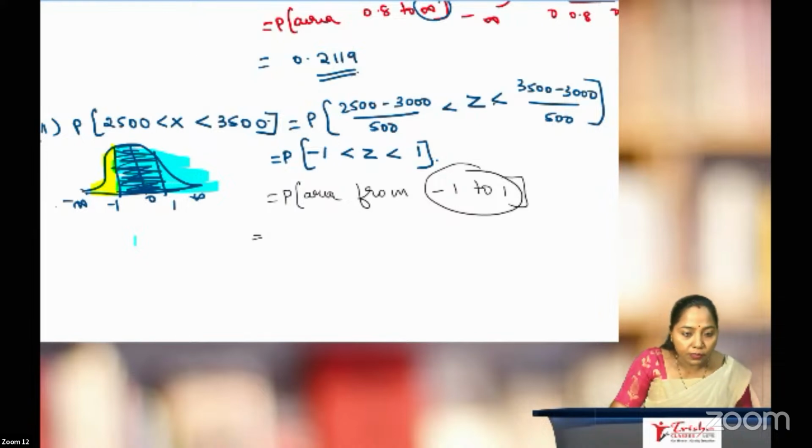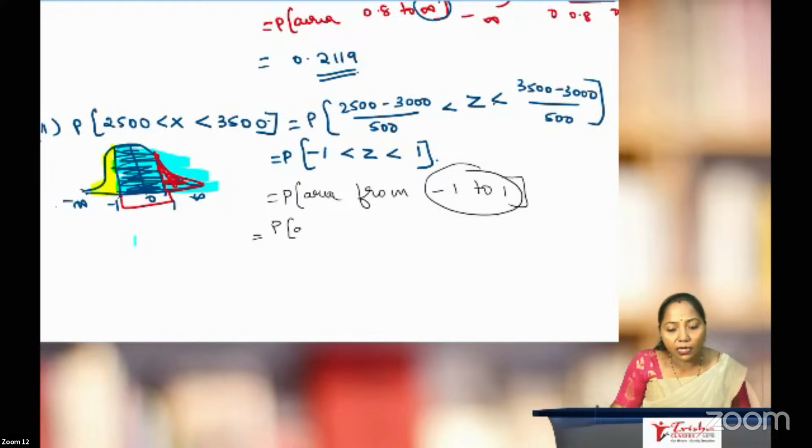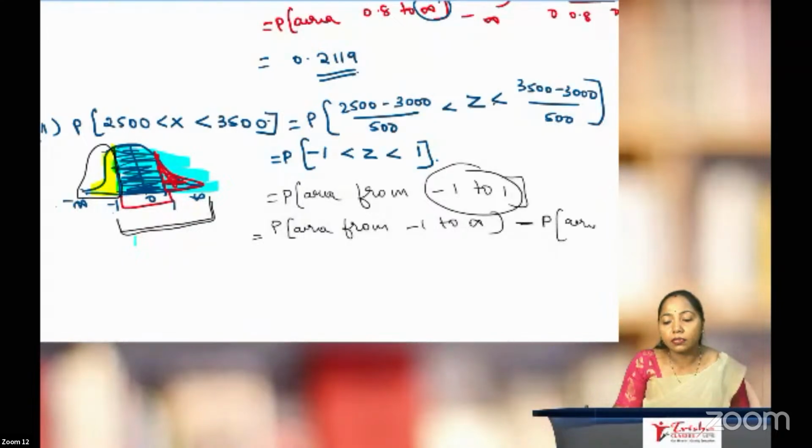So as I told you, this portion is removed. Okay, you have to subtract this tail, so that you are left with minus 1 to plus 1. So we put it in words. So probability area from, what am I doing now? From the remaining area, minus 1 to infinity. This portion is not there. So from the remaining minus 1 to infinity, I have to subtract the area 1 to infinity. So I have to remove that area.